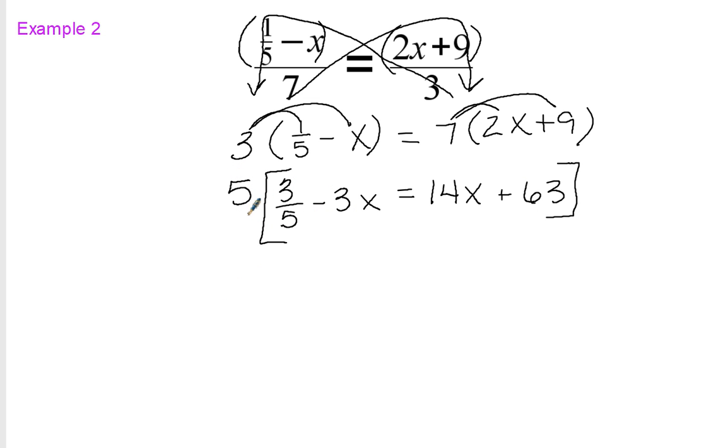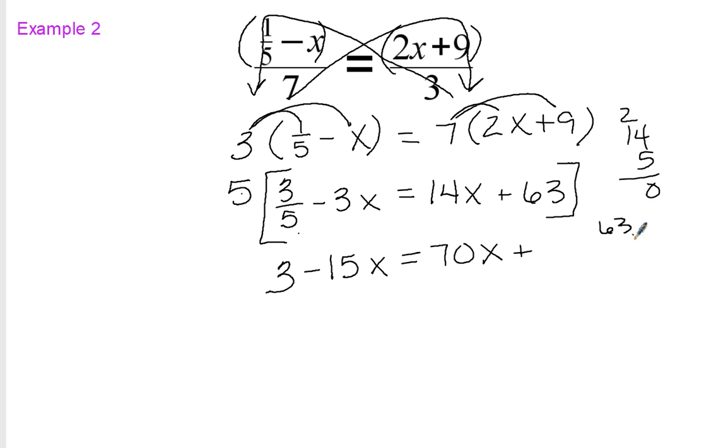When we do that, our 5's right here are going to cancel, leaving me just a 3. Then 5 times negative 3x is negative 15x. And then I have 14x times 5. Well, 5 times 14 is 70. Is that right? 14 times 5. Yep. 70x. And then I have 5 times 63, which is 315.